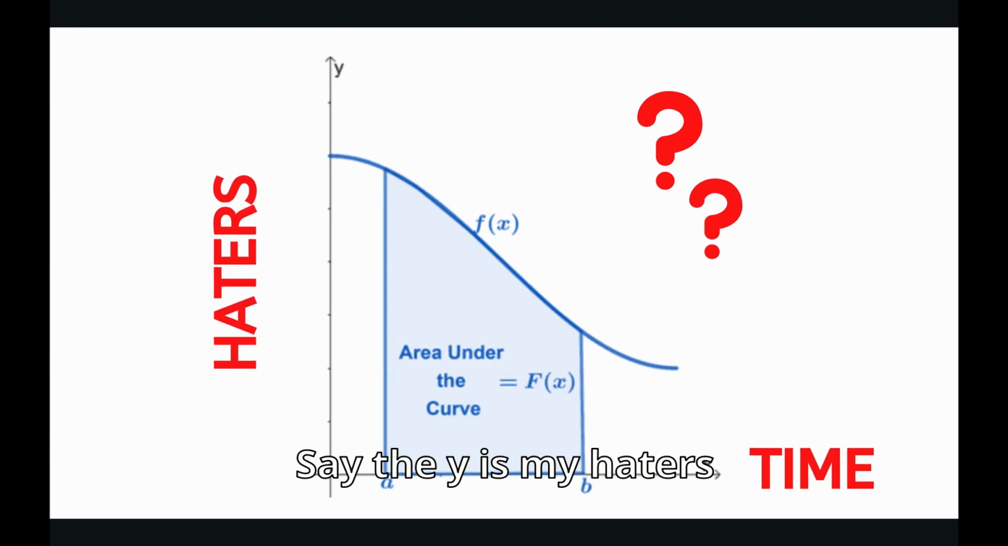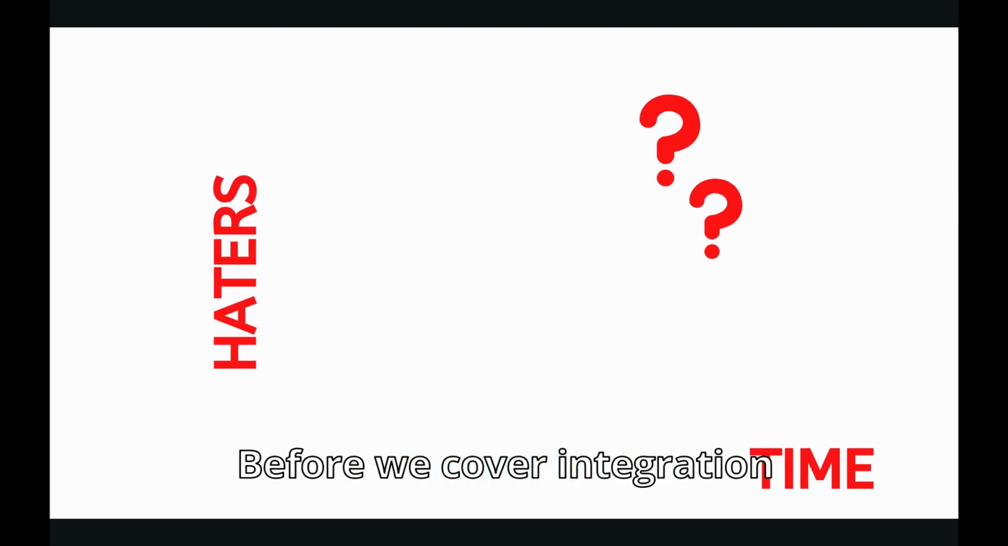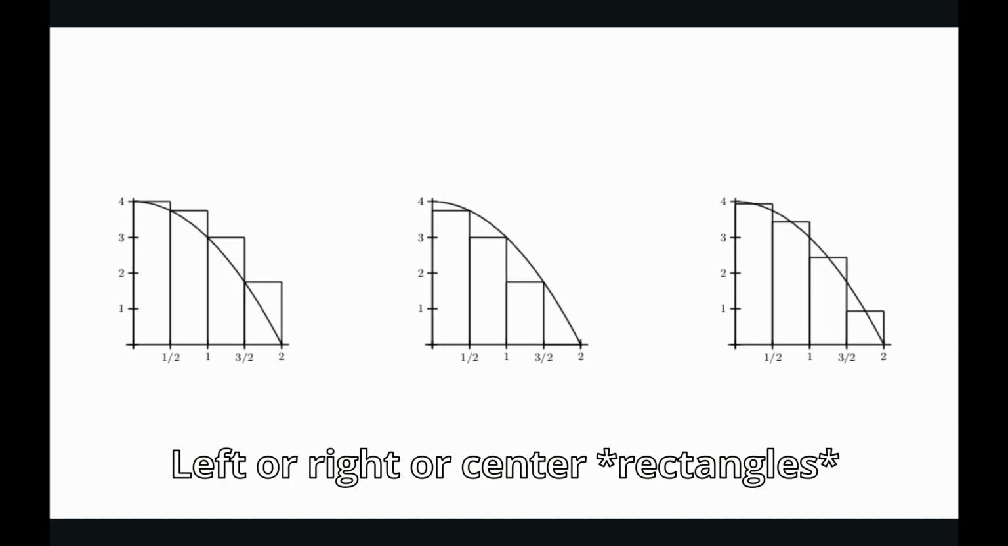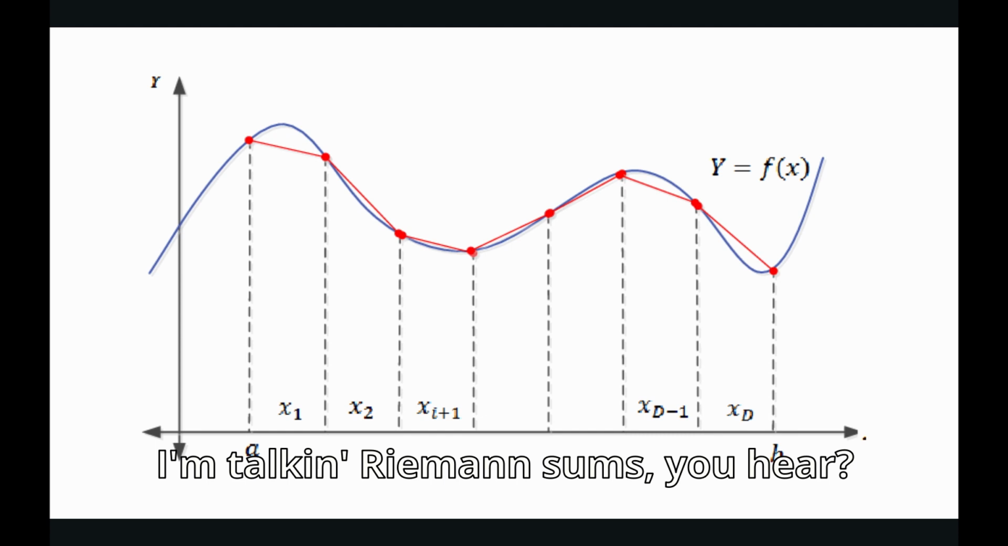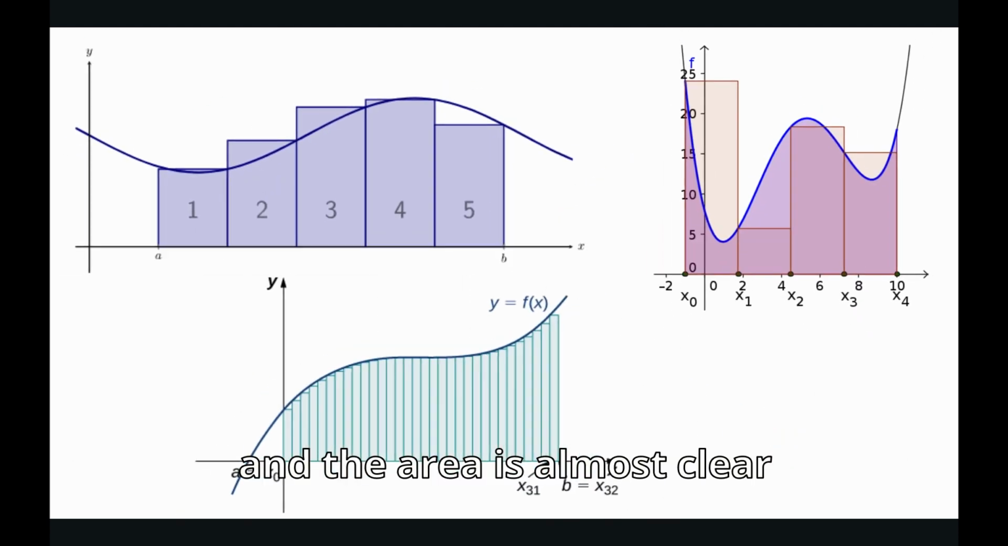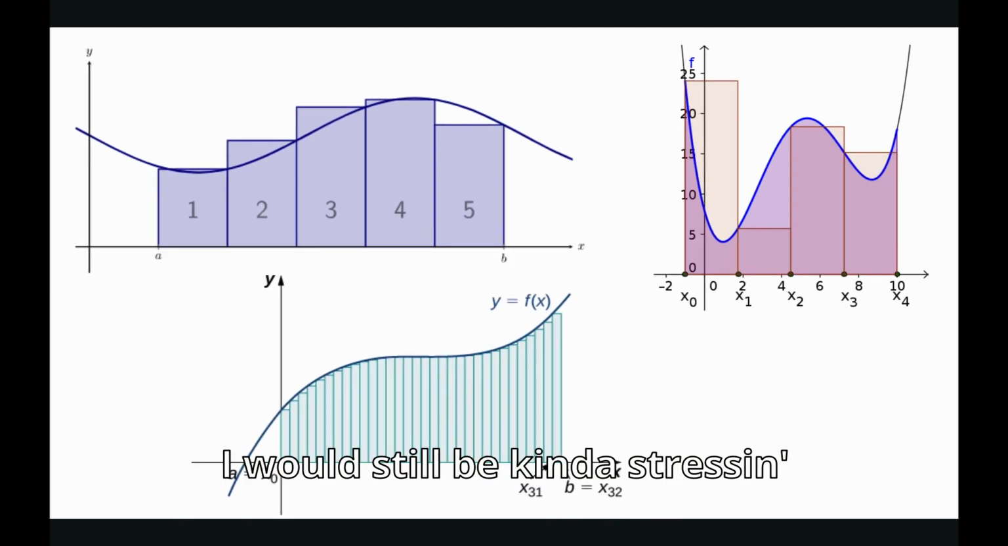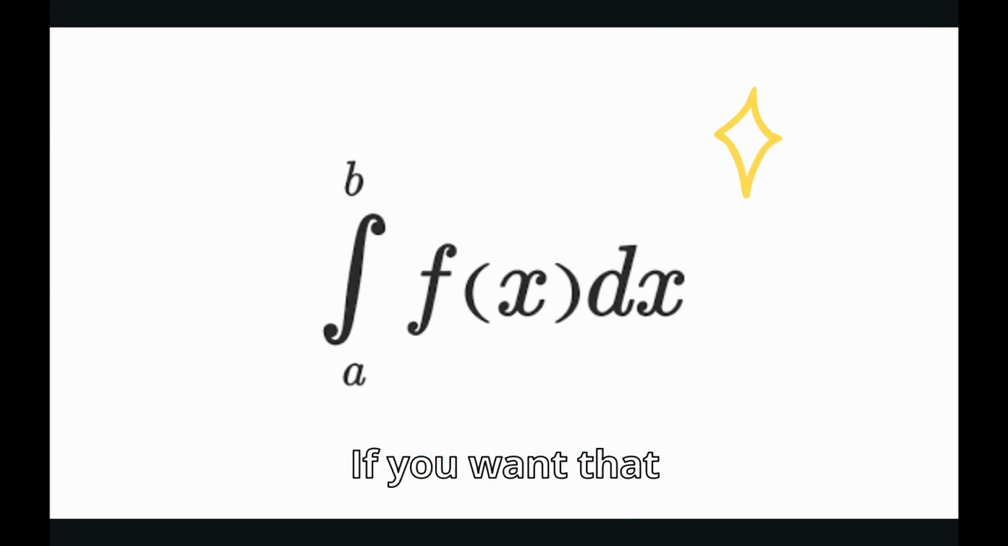Say the y's, my haters, over x will say it's time. How do I find the area of what's under this line? Before we cover integration, we should talk approximation. Left or right or center, triangles or trapezoid summation. I ain't playing, I'm talking Riemann sums, you hear? Get a ton of those in the area, it's almost clear. But even with 100 segments, I would still be kinda stressing, cause it's not exact. If you want that, the integral's your weapon.